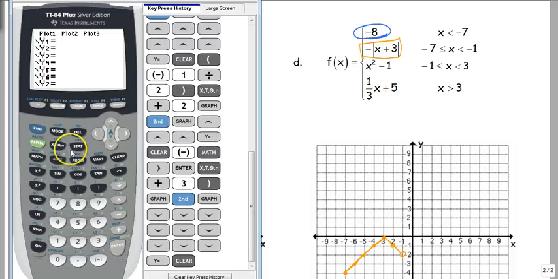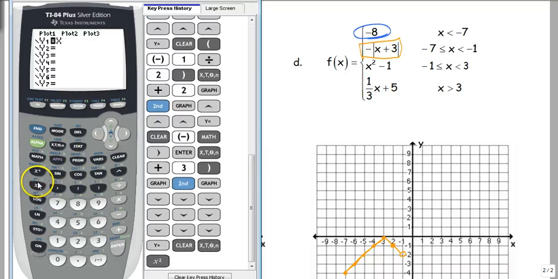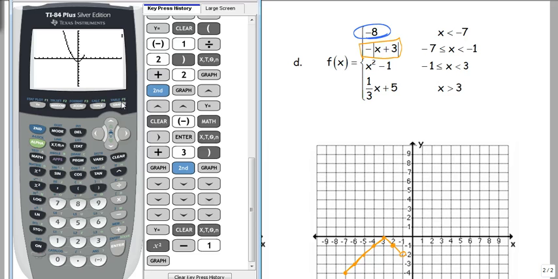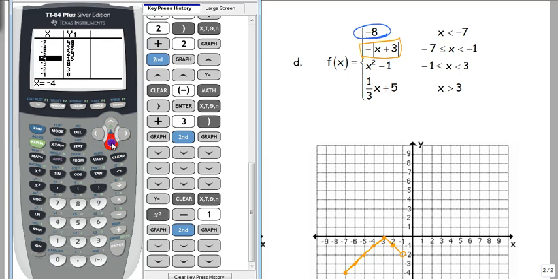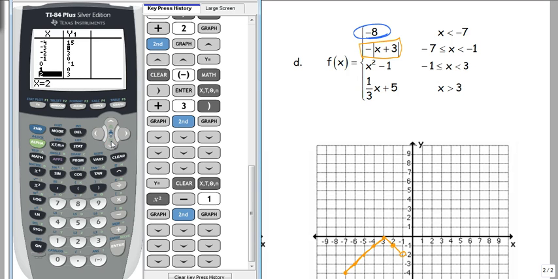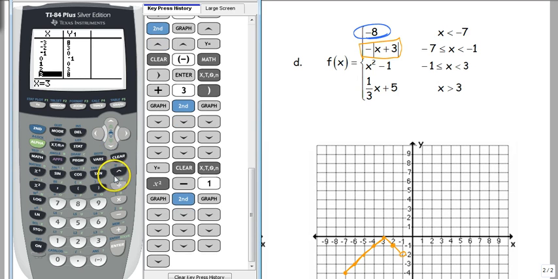So enter your quadratic in, x squared minus 1. Graph it. Obviously we're not using the whole graph. We're starting at negative 1 and going to 3 only. So I'm going to look at the table and go negative 1. I'll get all the points on here. Why not? There they are.